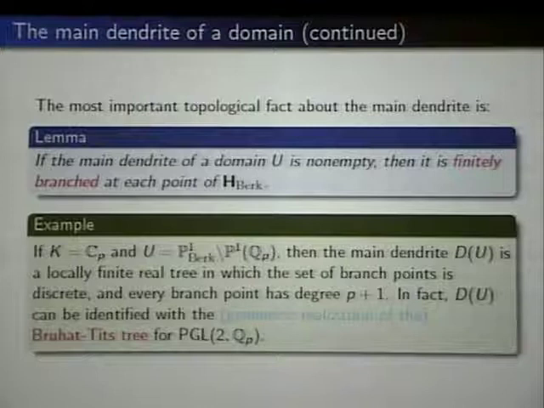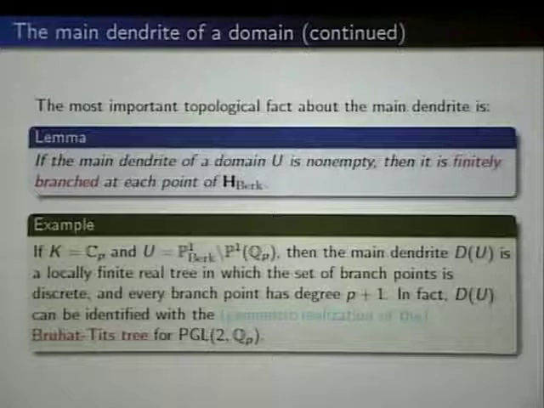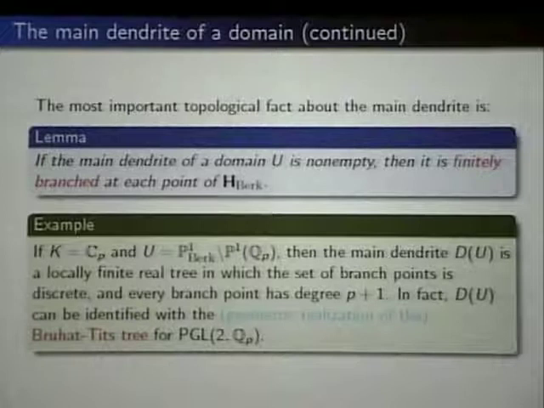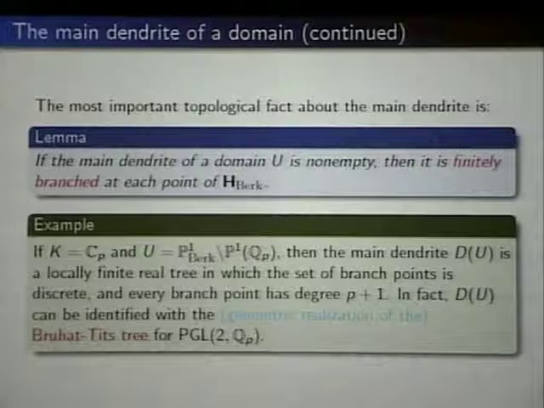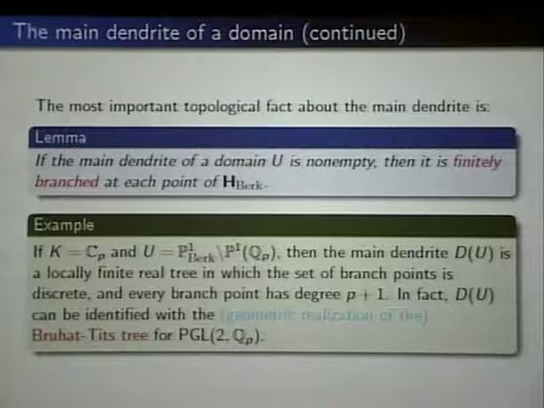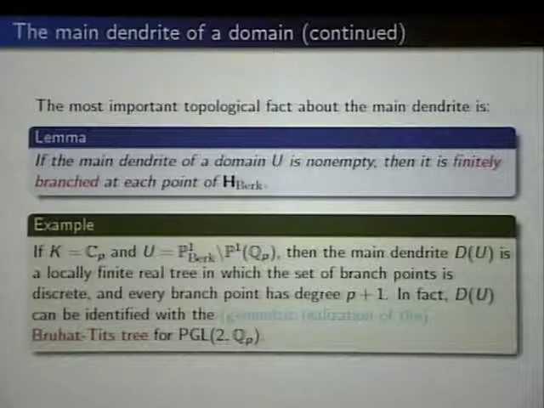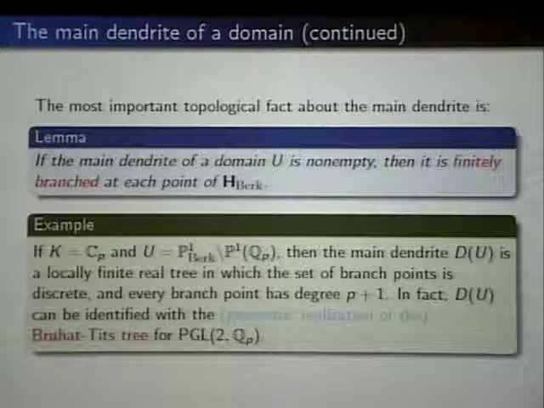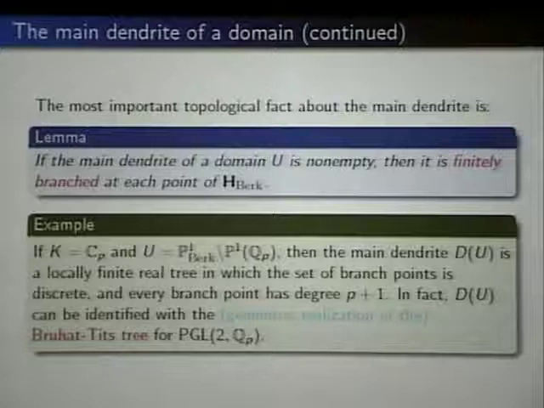So here's a typical example. If your field is C_p for concreteness, and you delete the points of P1 of Q_p, then the main dendrite is the Bruhat-Tits tree, the geometric realization of the Bruhat-Tits tree. So it's a locally finite real tree in which you have a discrete set of branch points, and each branch point has degree p plus 1. And so this is a typical picture of what the main dendrite will look like. It'll be some finitely branched tree, but possibly infinite.